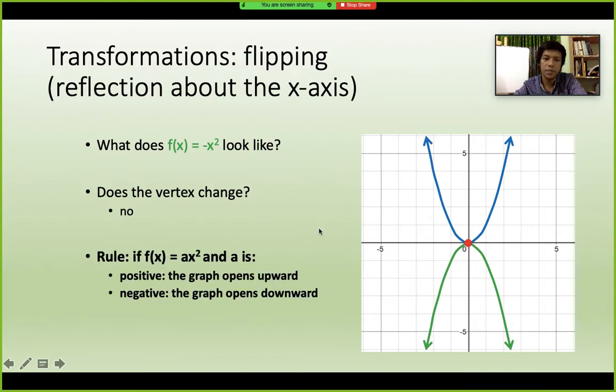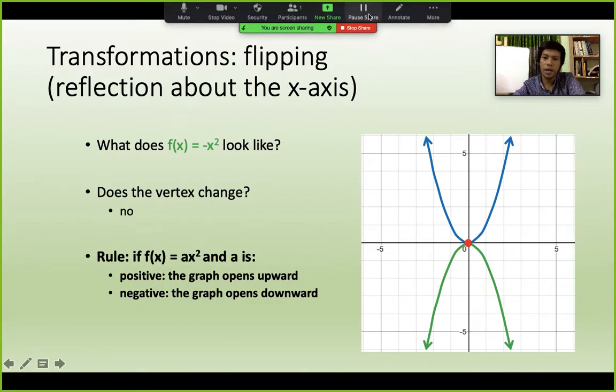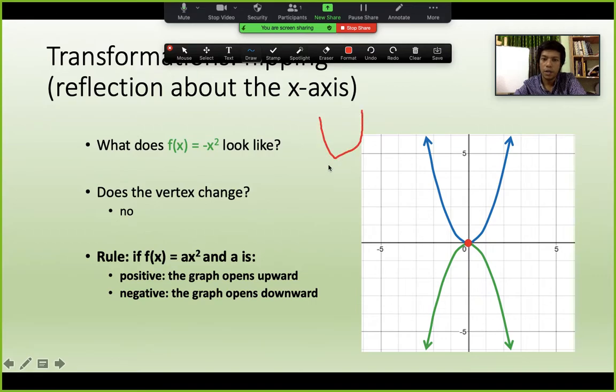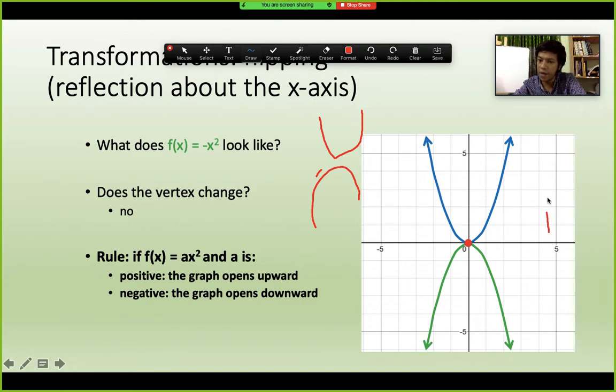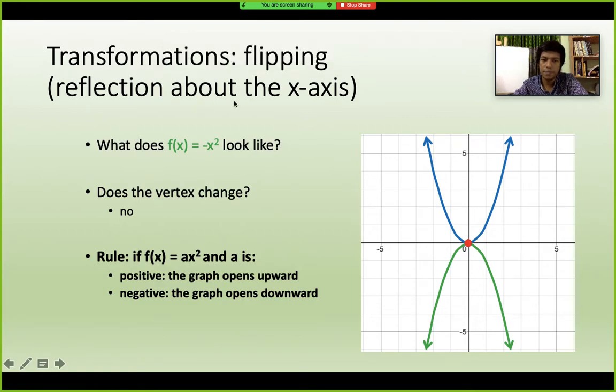Okay, the vertex is the same point. The vertex is not changing, and if the graph is upward, then the graph will come down. Suppose the graph is here, then as you can see, the graph will go down. And if the graph is already downside and you give another minus, then the graph will go up. So for this extra minus before the function, we will have a flip about the x-axis, upside down or downside up. The same graph will just do that for this minus.